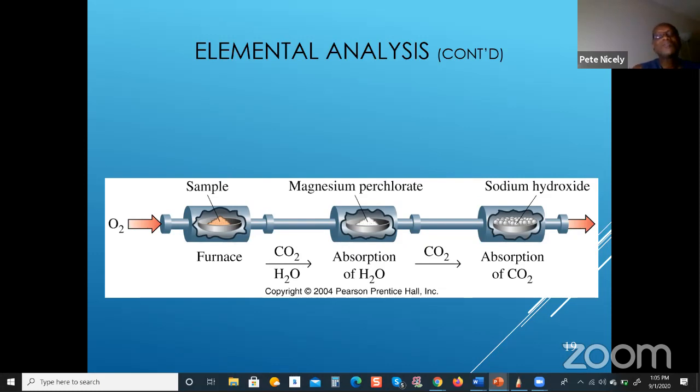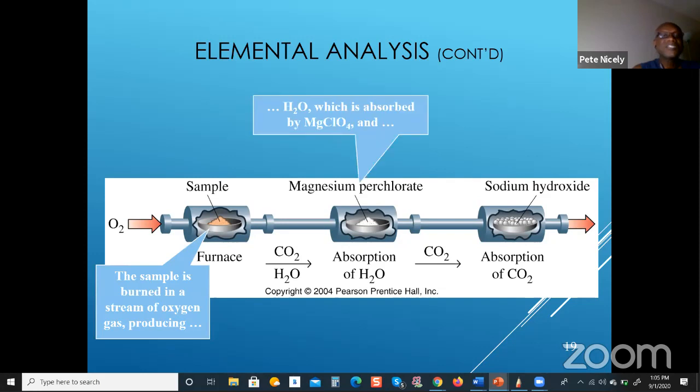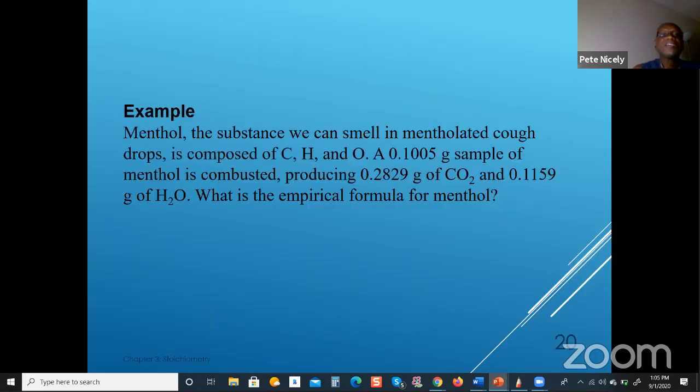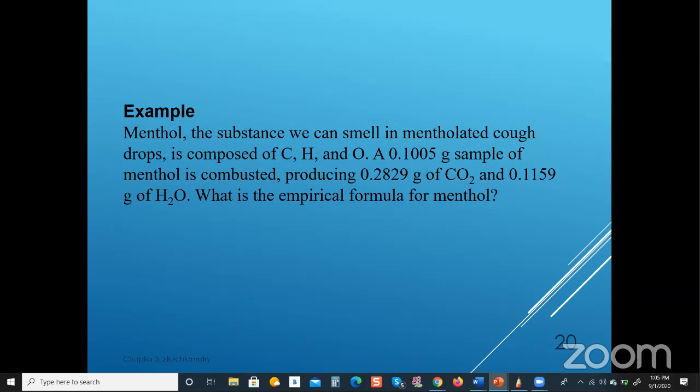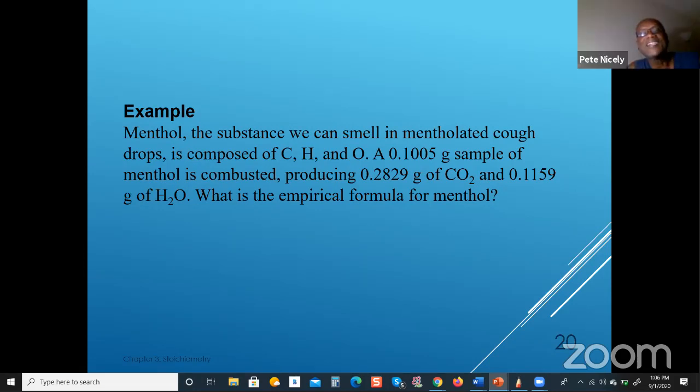Okay, so that leads us now to this example. So this question says that menthol, that's a compound of interest here, contains carbon, hydrogen, and oxygen. And it says that a 0.1005 gram sample of menthol was combusted, which basically means burnt, and it produces 0.289 grams of carbon dioxide and 0.1159 grams of water. So the question is asking, what is the empirical formula for menthol?